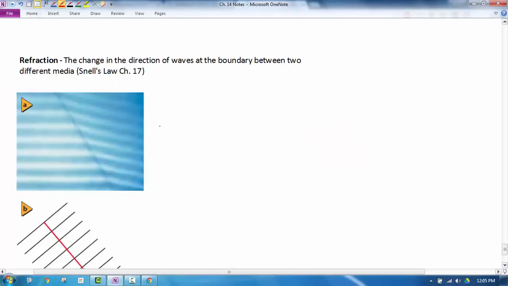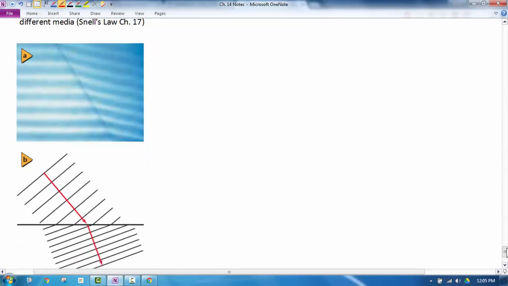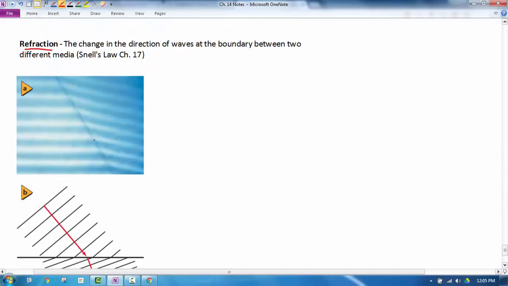Okay, refraction is something that maybe you're not as familiar with. It's the change in direction of a wave at a boundary between two different media. For example, here's a ripple tank of water, and you can see that they have a boundary here, and you can see how the water waves change direction. You can see the wavefront going this way, and then as it hits the boundary, it goes this way.